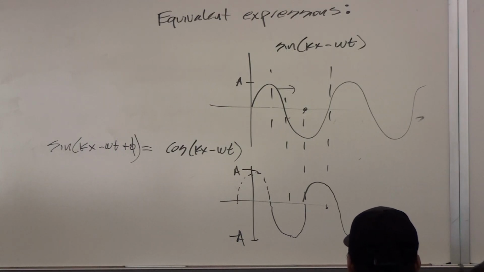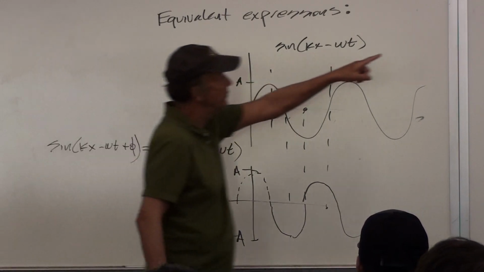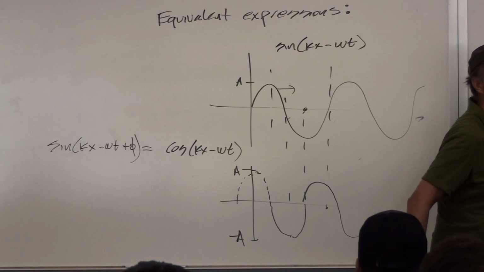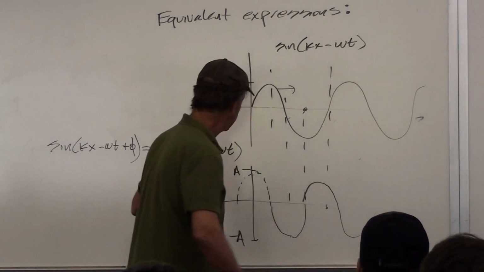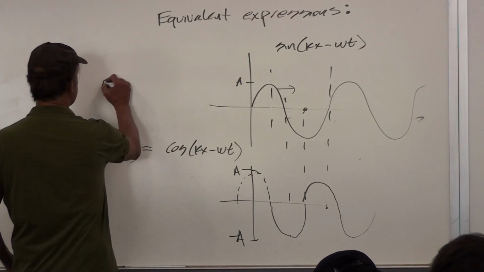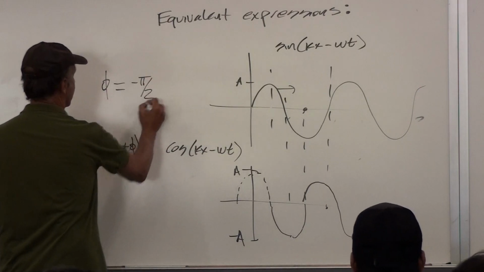Is the phase angle going to be positive or negative? Negative, good. Why is it going to be negative? Because we're shifting to the right. So that's what we did here. When we shifted to the right, we subtracted something, right? So that's what we're doing here. We're shifting to the right, so we're subtracting something, and so phi is then what? Minus pi over 2. Good.